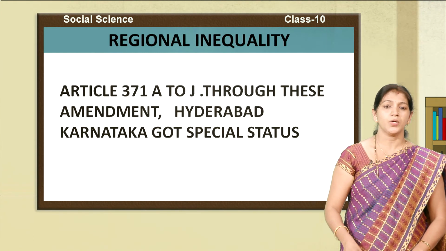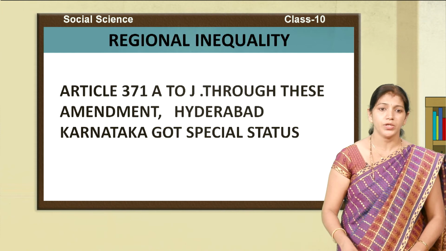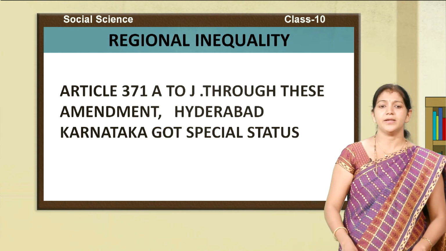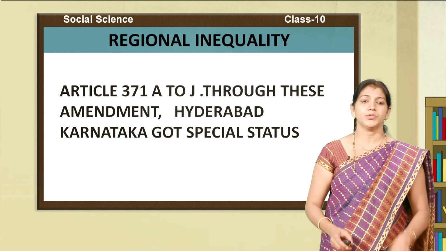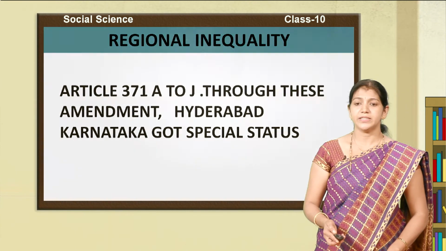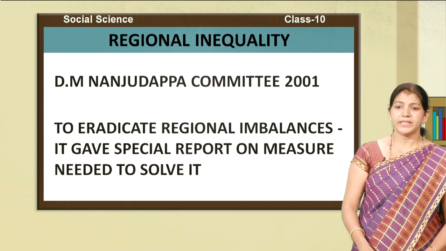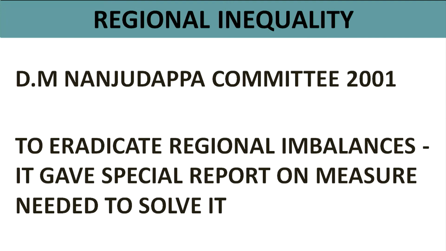Hyderabad Karnataka got a special status according to Article 371A. So through this article, the backward regions are also getting good status in our country. The D.M. Nanjundappa Committee was introduced in 2001. It eradicates the regional imbalance.